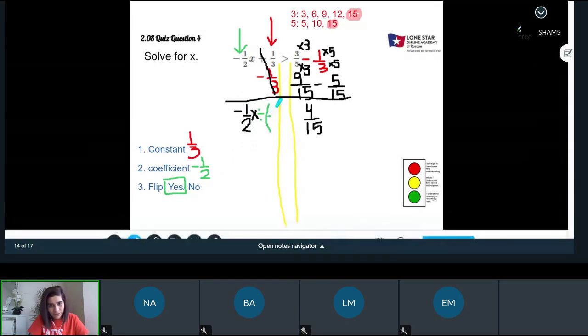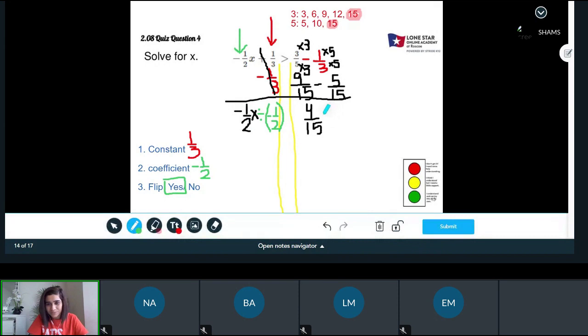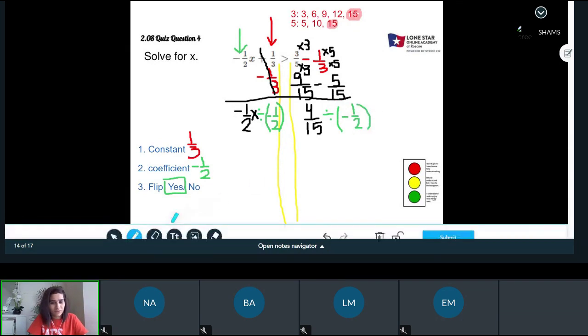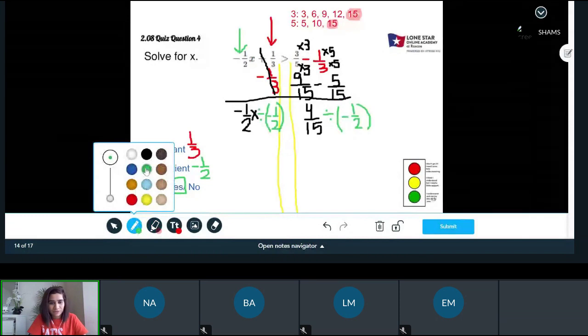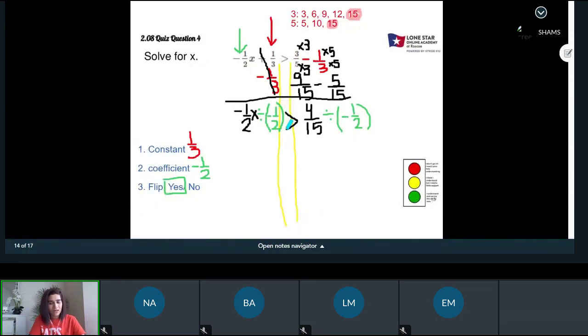Negative, then 1/2. It's just so hard to squeeze all these things in here. If you're doing it on paper, I know it is absolutely much easier. Also divide this side by the negative 1/2. And I missed the symbol. I haven't flipped it yet. I will flip it in the final step.